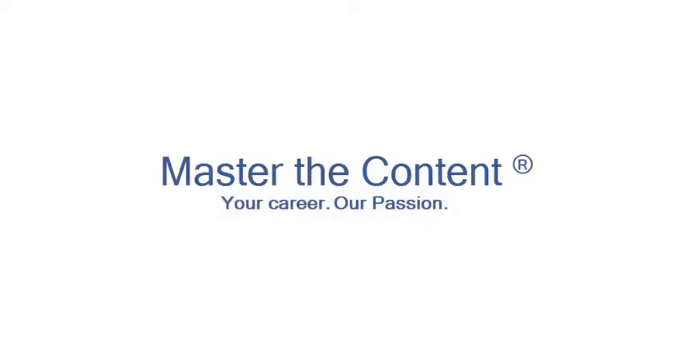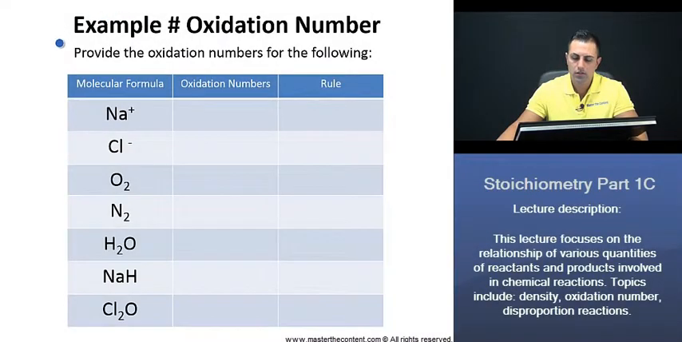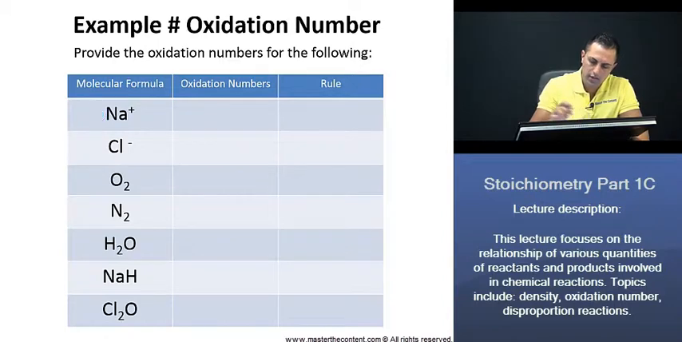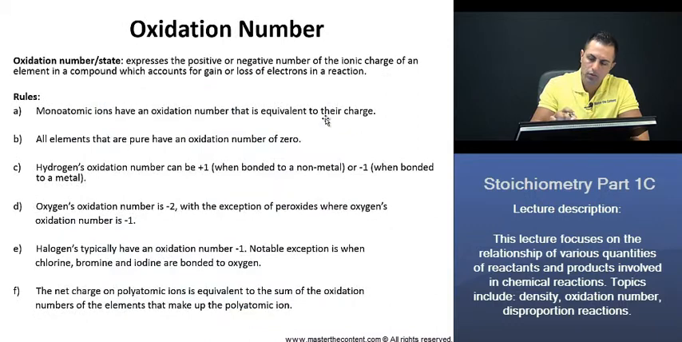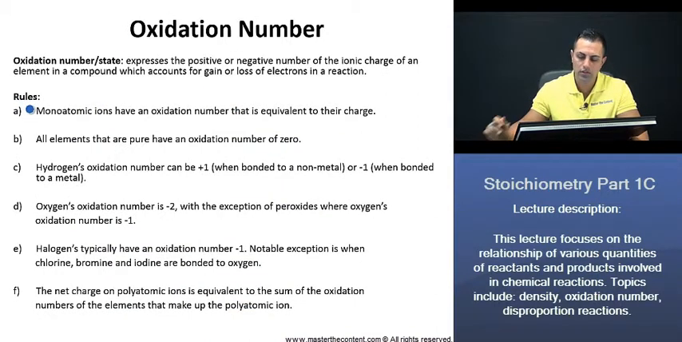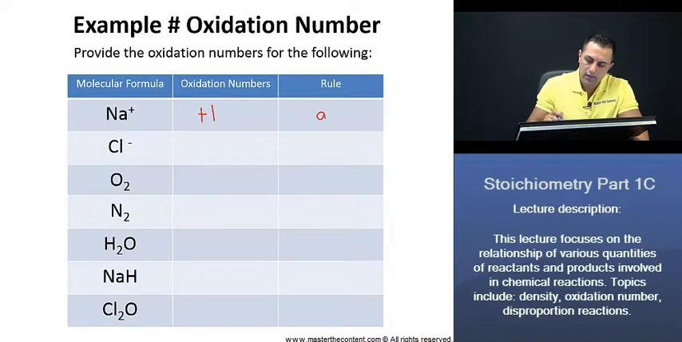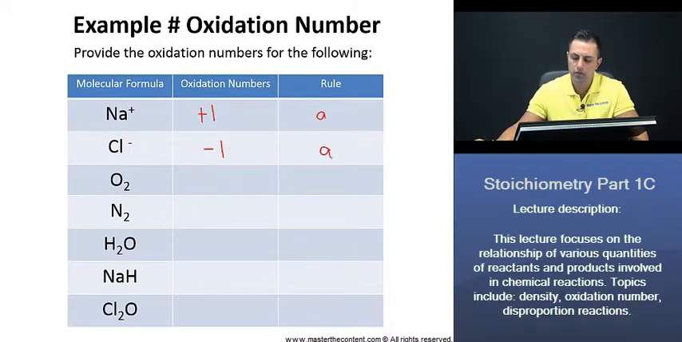For the example oxidation number, provide the oxidation numbers for the following. Beginning here with our sodium cation, we see that the oxidation number for that is going to be +1, and that's due to rule A. If we recall, rule A states monatomic ions have an oxidation number that is equivalent to their charge. Thus, the same applies for our chlorine here as well. The oxidation number is going to be -1, and it's rule A that applies.